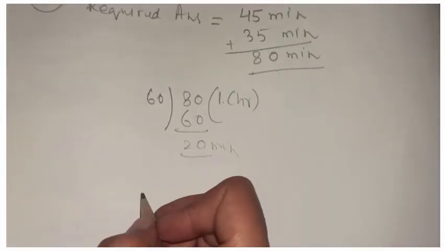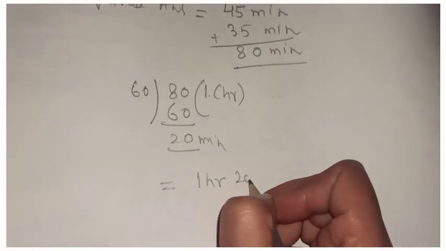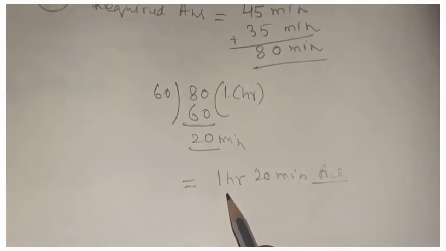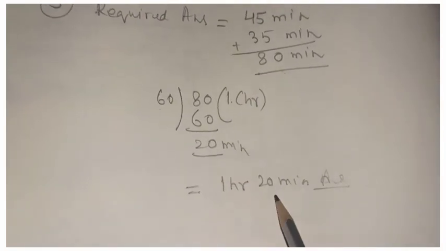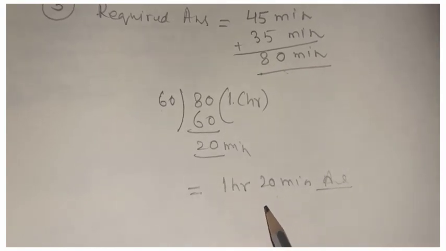So your final answer will be 1 hour 20 minutes. That means Mukesh takes a total of 1 hour 20 minutes to cover the journeys. Okay, I wish this question is clear. Now question number 4 you will do yourself.